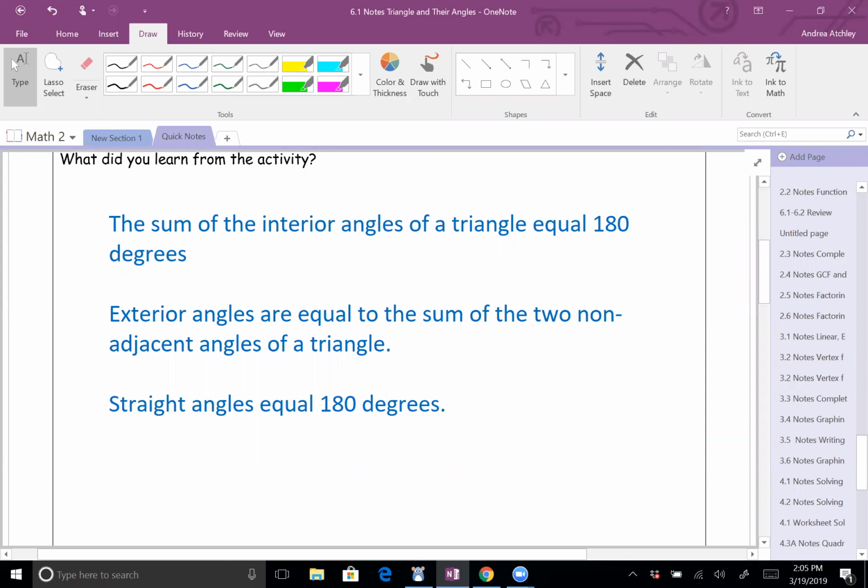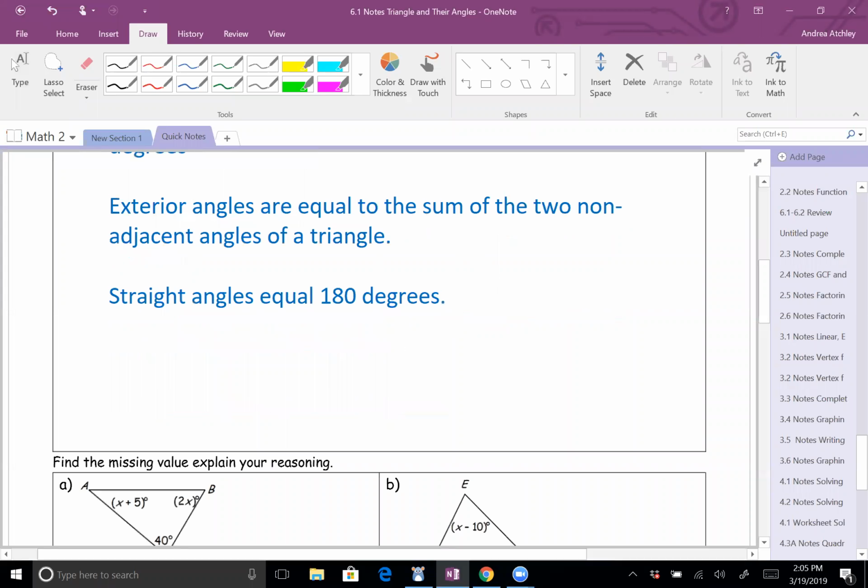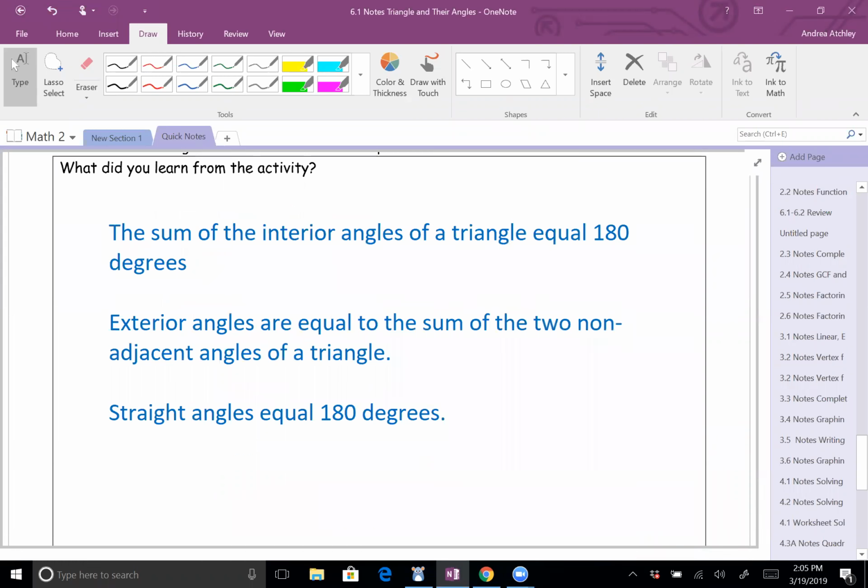And so today we're going to use these 3 theorems to prove why things are. So you're going to find the missing value and explain your reasoning. So you're going to give me the why as well. So in this, we want to find x. So which one of these 3 theorems is going to help us find x?